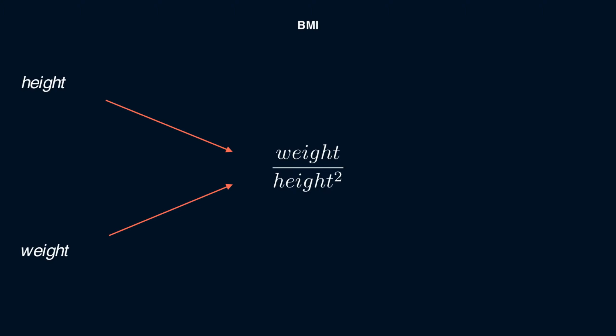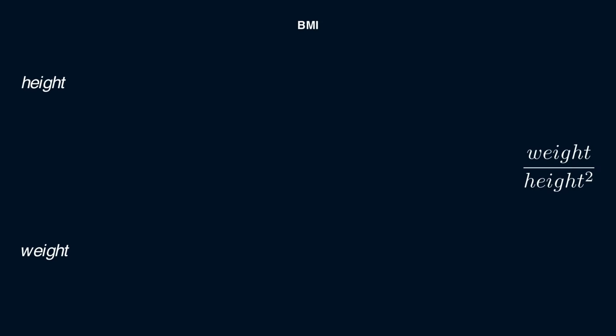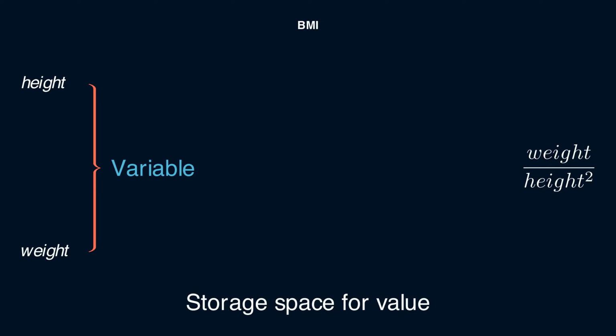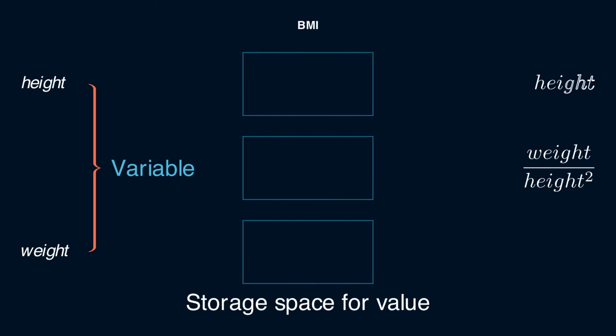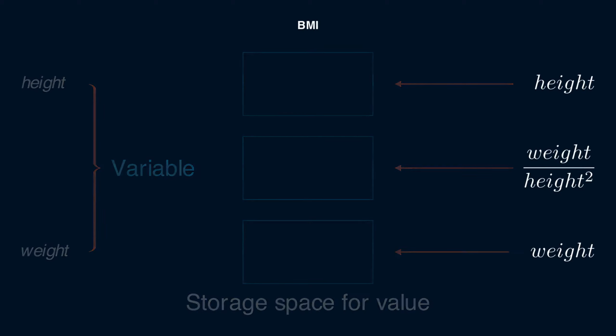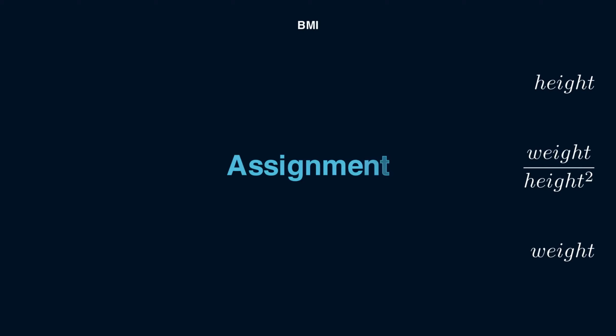Back to the BMI problem. We can calculate our BMI using height and weight: weight in kilogram divided by height squared, height in meter. Here we used names or words instead of values. These words, height and weight, are called variables. Variables are the storage spaces for values. Here, we will use three variables. First to store the value of height, second to store the value of weight, and the third for the value of the BMI expression. Storing a value to a variable is called an assignment.